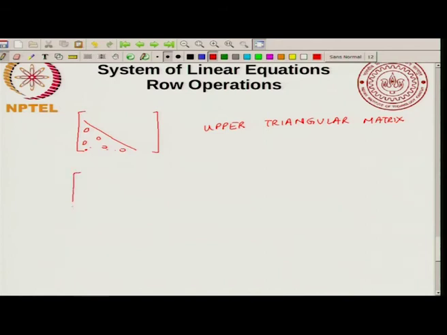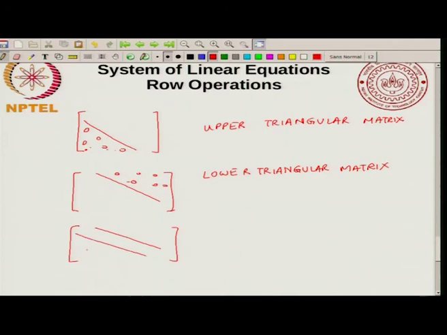Okay. And similarly, if this matrix has zeros on this side of this diagonal, okay, so this is called a lower triangular matrix. And if the matrix has zeros on both sides of the diagonal, so it has zeros here, zeros here, then it is called a diagonal matrix.